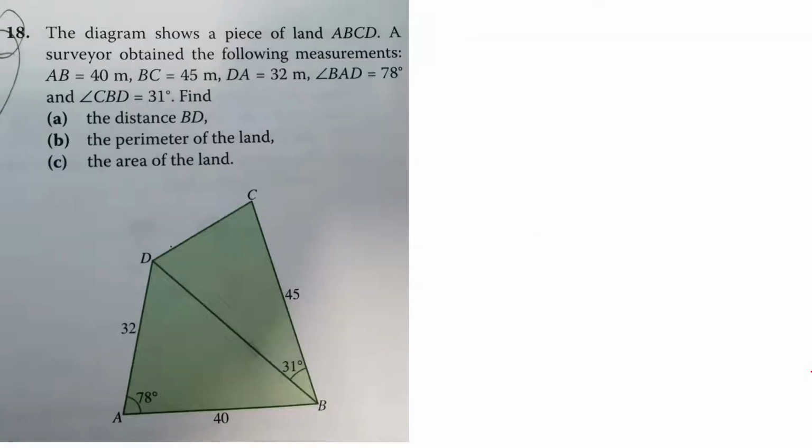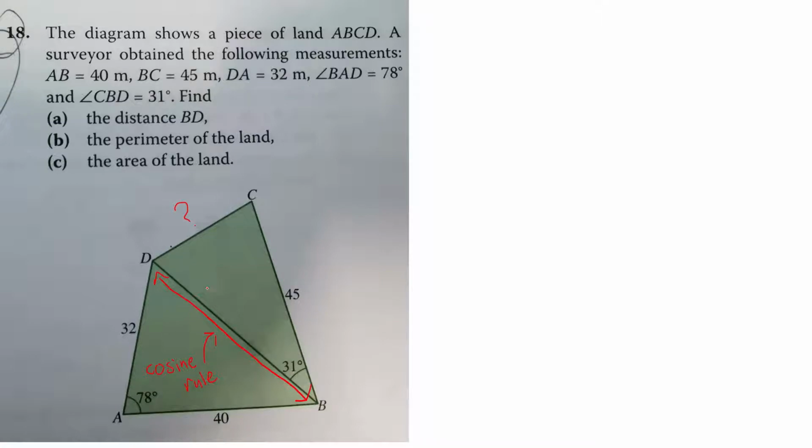Okay, for question 18, I actually don't really want to go through that much because it's actually very simple. So, you see in part A, they want us to find BD. BD is down here. Same thing, we have 32, 40, the opposite angle, we want to find the opposite side, so we just apply our cosine rule to find this side. Then part B, perimeter of the length. So we have this side, 32, 40, 45, we want to find this side.